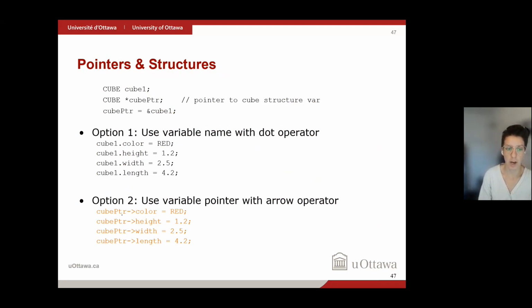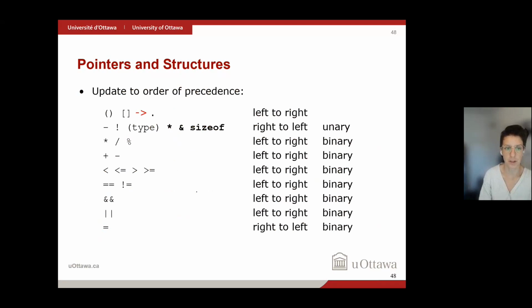So here we've got the address of cube1 stored in the pointer, and then we're going into the member of the structure, color, and then filling it with a value, and then doing that again with height, with width, with length. So this is the same thing. In one example we're doing it with the variable name, and in the second example, we're doing it with the pointer, okay?